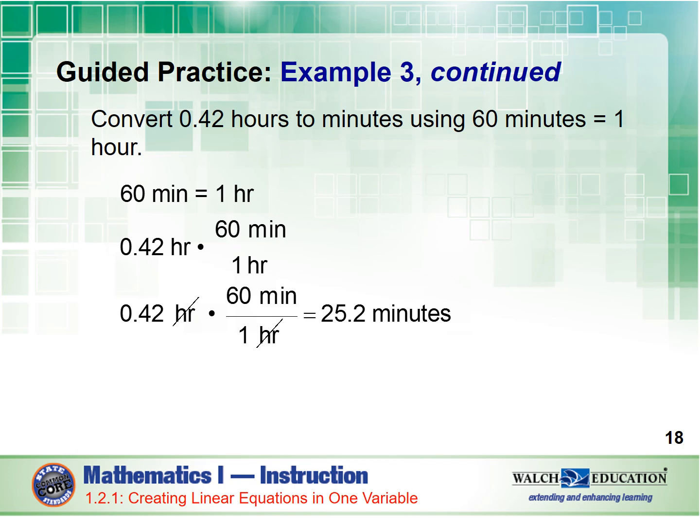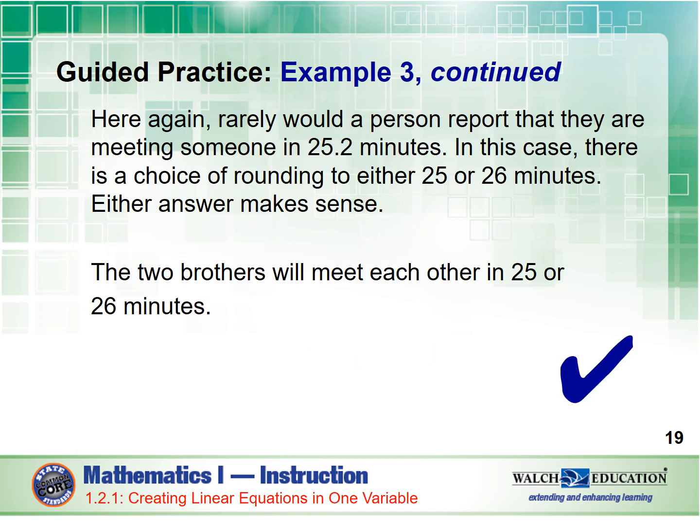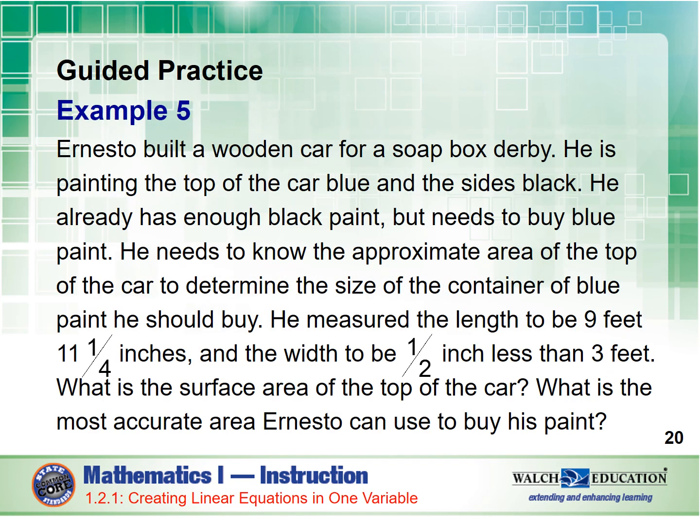So we have 60 minutes in 1 hour. We're going to multiply 60 minutes by 0.42 hours, and that's going to give us 25.2 minutes. So the brothers are going to meet each other in about 25 or 26 minutes, if we're being realistic. There you go. The fractions formatted kind of weird.